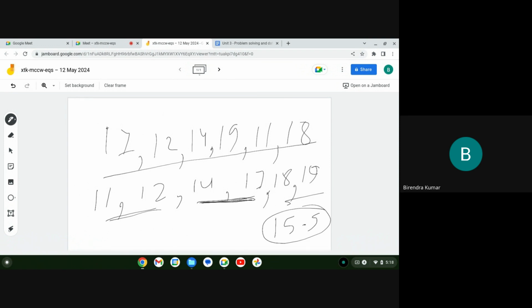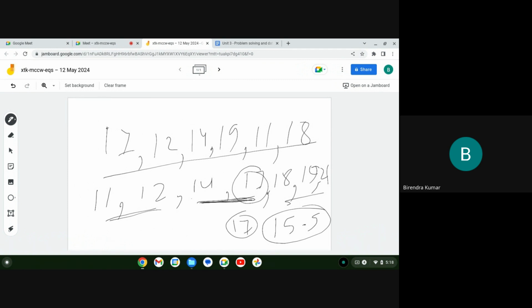If it was seven numbers, let's say 21 was also there, then you would have picked the fourth number, and your median would have been 17. So in the case of median, the first thing you have to do is arrange them in increasing order and then pick the middle number. If there are an odd number of numbers, you pick the one in the middle, so that it separates the two sides with an equal number of numbers.